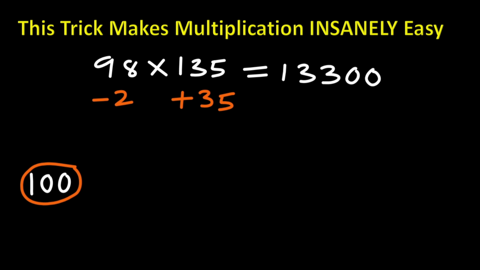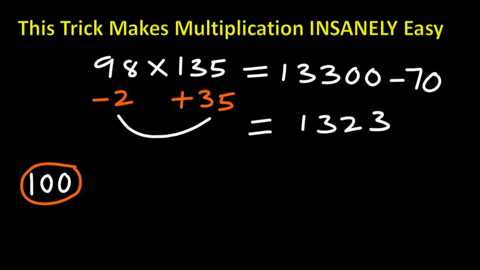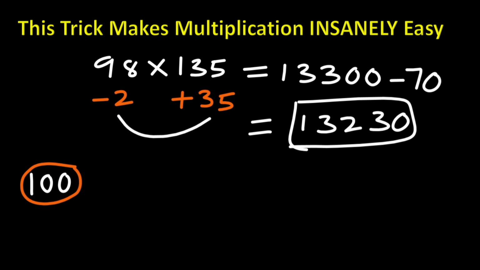And now we just have to multiply these two numbers. 35 times minus 2. That's going to be minus 70. So you write here minus and then you put a 70 here. So subtract 13300 and 70. So that gives you 13230. So that's the answer. So the product of 98 and 135 is 13230.